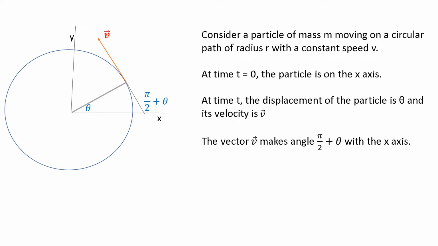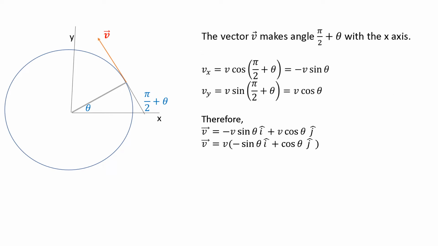As you can see in that diagram, the vector v makes an angle pi by 2 plus theta with the positive side of x-axis. We are taking the angle in radian. The x component of velocity, that is vx, equals v into cos of pi by 2 plus theta. Cos of pi by 2 plus theta equals minus sin theta. Therefore, vx equals minus v sin theta.